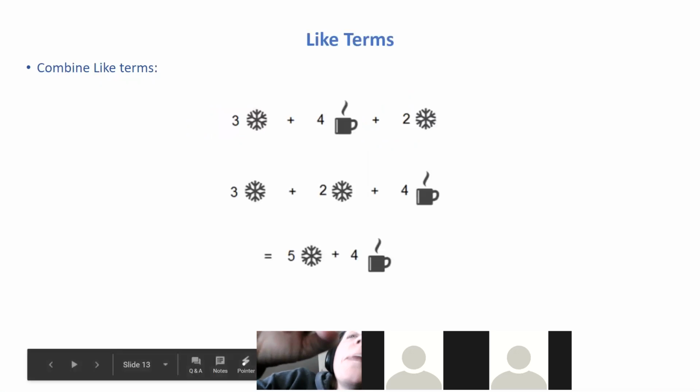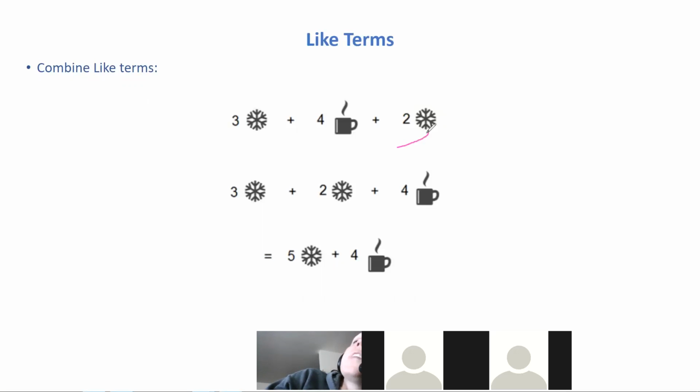So you see what they did here? They moved the snowflakes in between the snowflakes and hot chocolate. They moved it so it was a little closer. You don't need to do that all the time. And then they added the snowflakes together. 3 snowflakes plus 2 snowflakes is 5 snowflakes. And then we still have those cups of hot chocolate.